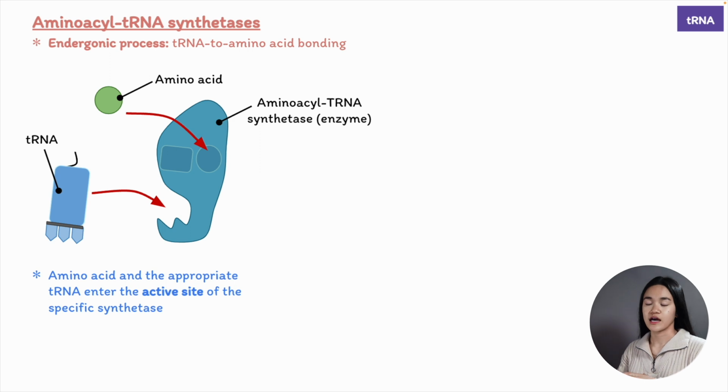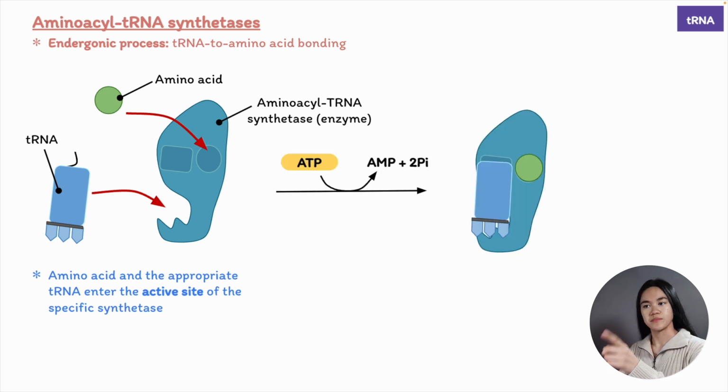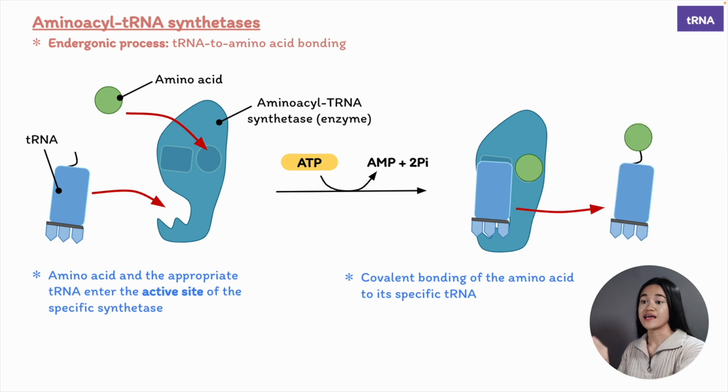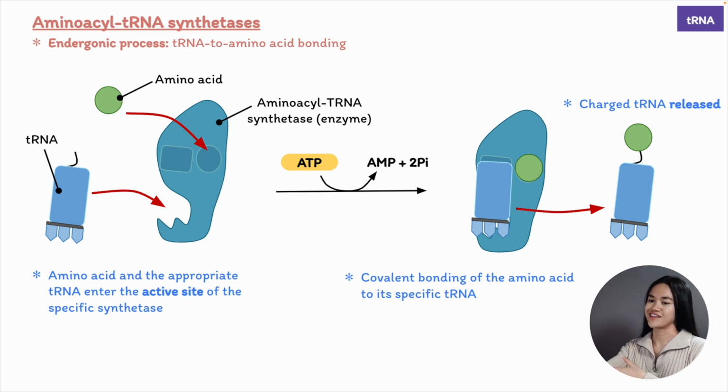Each synthetase enzyme recognizes its designated amino acid, as well as nucleotides in the anticodon loop, and it catalyzes the covalent attachment of the amino acid to its tRNA in a process driven by the hydrolysis of ATP. Our end result here is the tRNA is now charged with its amino acid and released by the synthetase. We can also refer to this as a charged tRNA, and it can now deliver its amino acid to a growing polypeptide chain on a ribosome.